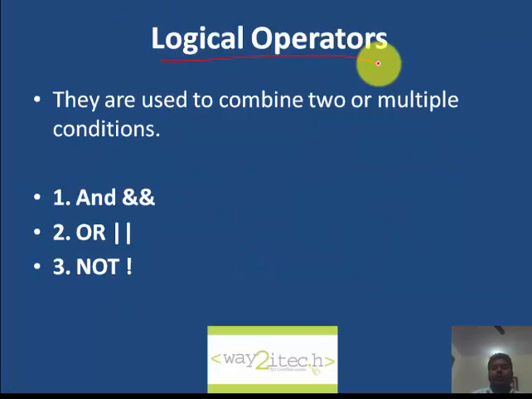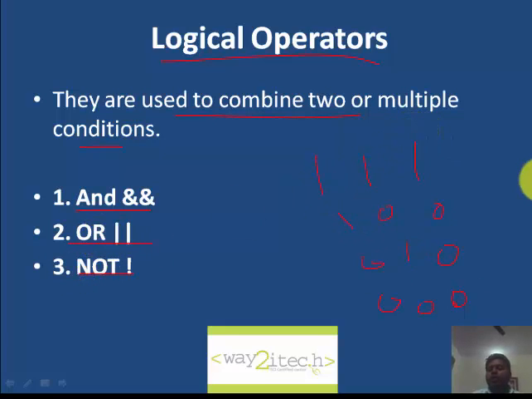Next operators are logical operators. These are used to combine two or multiple conditions. We have some conditions and we need to combine them, so we will be using these operators. First is the AND operator, then OR and NOT. What is the truth table of AND? The truth table of AND is 1 1 1, 1 0 0, 0 1 0, 0 0 0. If any of the inputs is 0, we will get the result as 0. It means for getting 1, all the conditions should be true.